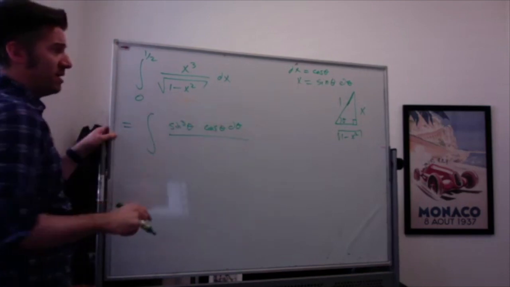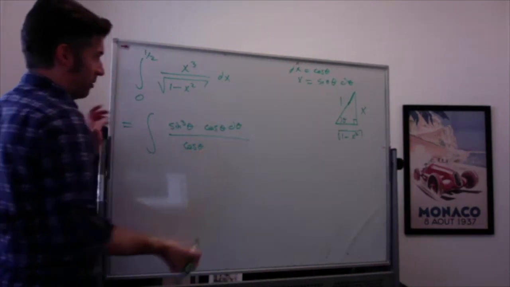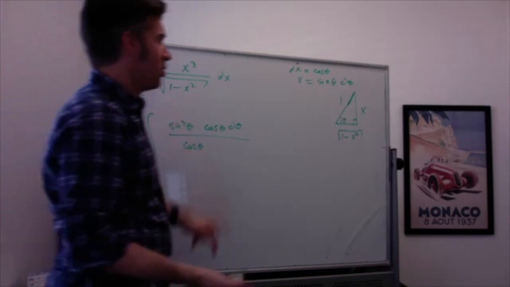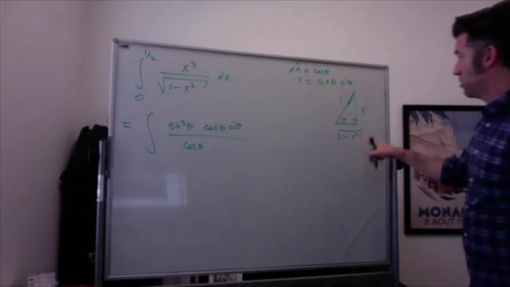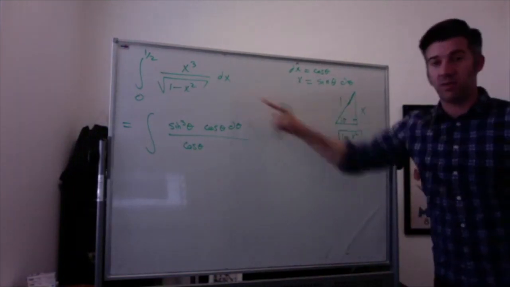And the square root of 1 minus x squared is cosine theta. You can either see it by plugging in sine, and 1 minus sine squared is cosine squared, and the square root is cosine. Or you can see it from the triangle. Cosine of theta is this over 1, which is just the square root of 1 minus sine squared.